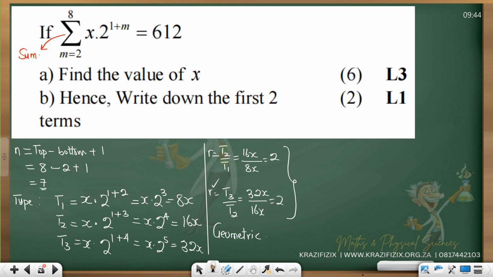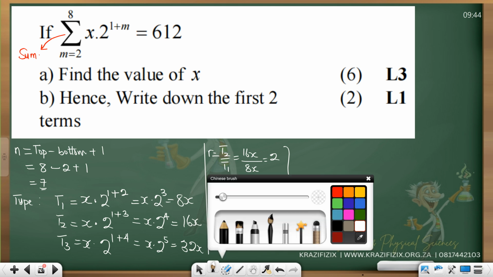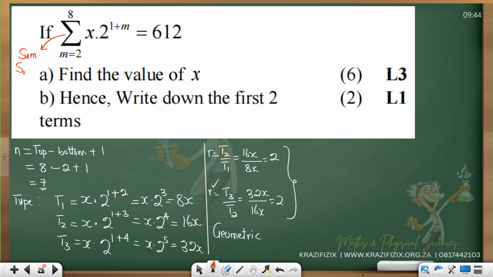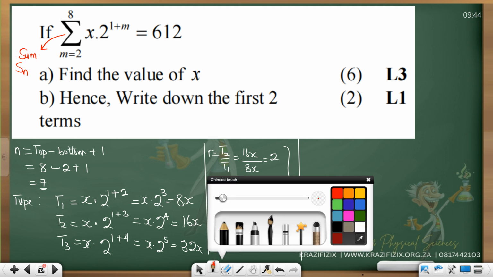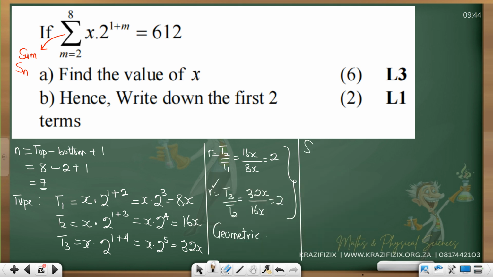Number 1, I know it's a sum. Sum tells me I am using the SN formula. Done. Number 2, I know the number of terms to add. Number 3, I know the type of pattern. Now I have a formula for SN. What is my formula? Since I have identified that it is geometric. Check, I literally have everything I need.